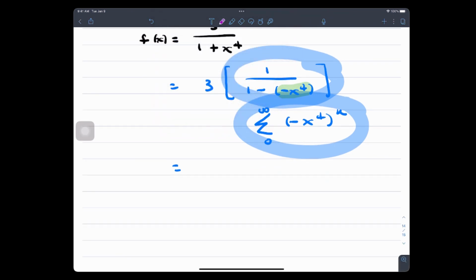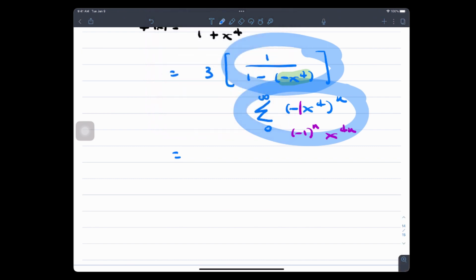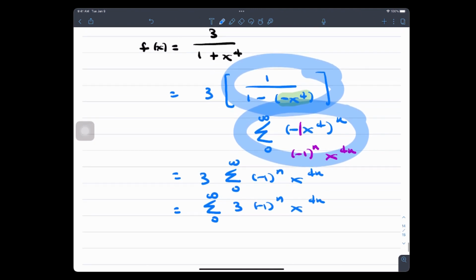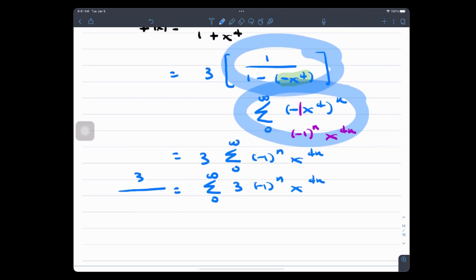Now the algebra, because you think of a negative 1 there, this is negative 1 to the nth power, x to the 4n. So this is 3 now times the sum 0 to infinity, negative 1 to the n, x to the 4n. And if you like, you can put your constant 3 right back inside the summation here. So there we go. Here's our power series expansion for 3 over 1 plus x to the 4th.